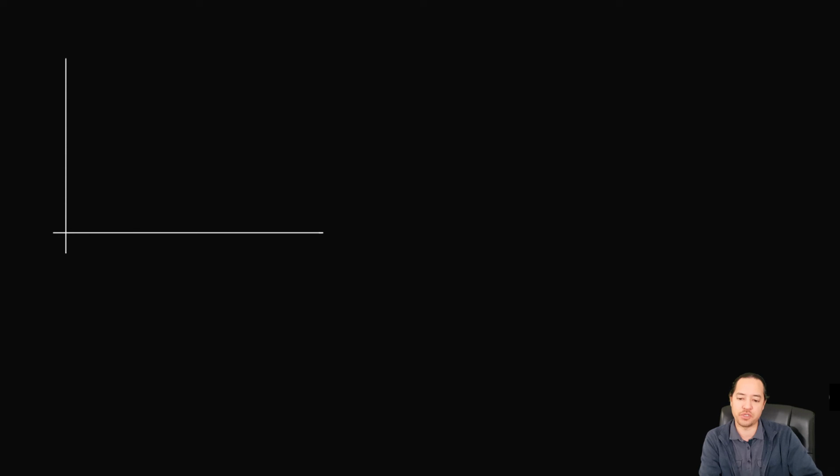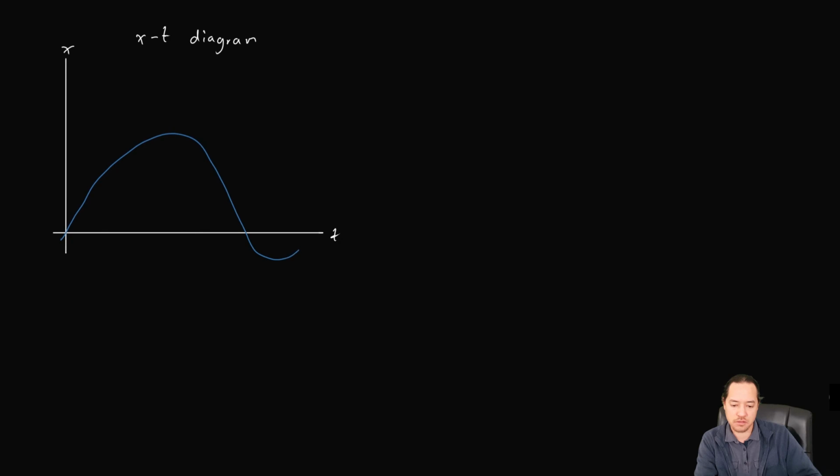So here's a very simple x-t diagram. And let's imagine that this diagram looks something like this. Sort of like a sine wave, but maybe not exactly. Great. Now what we can do is define a few points on this curve and try to understand what's happening with the instantaneous velocity, the velocity of the object at these points.